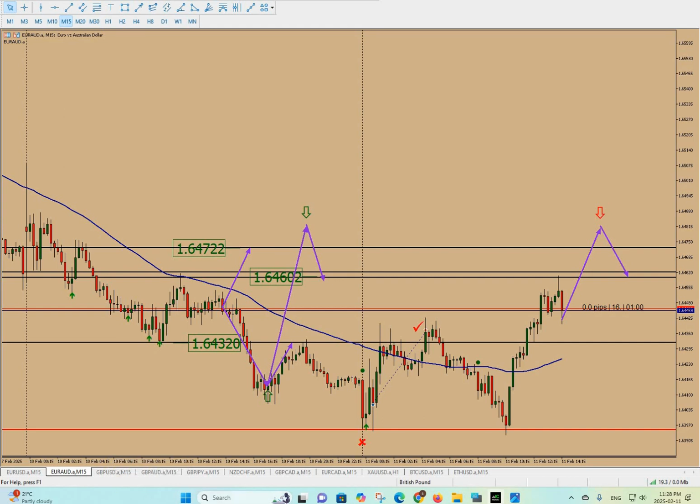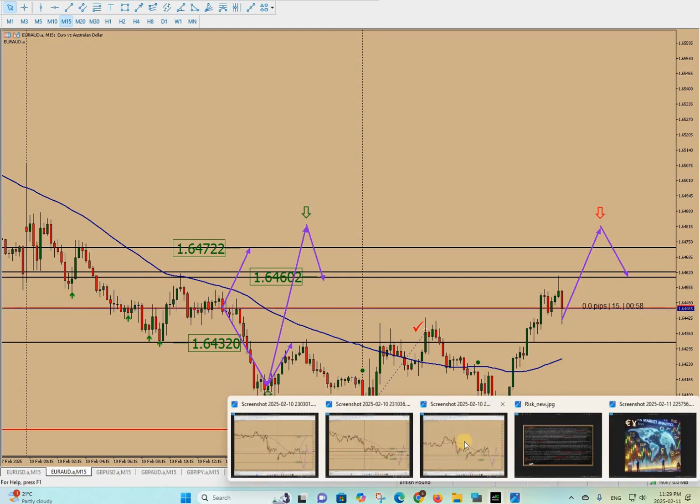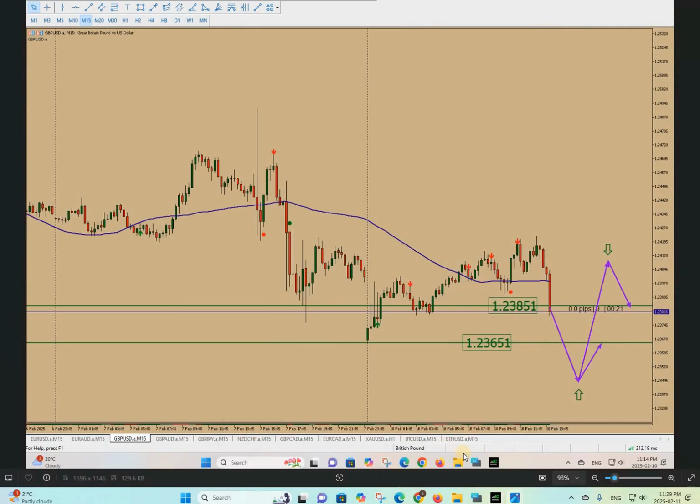Then pound USD. Let me show you the pound USD. This is pound USD, and this is a screenshot from last night. As you can see, time and date, and I predicted if the price comes into this buying zone area, if we get a signal in this area, we can buy it to this level.